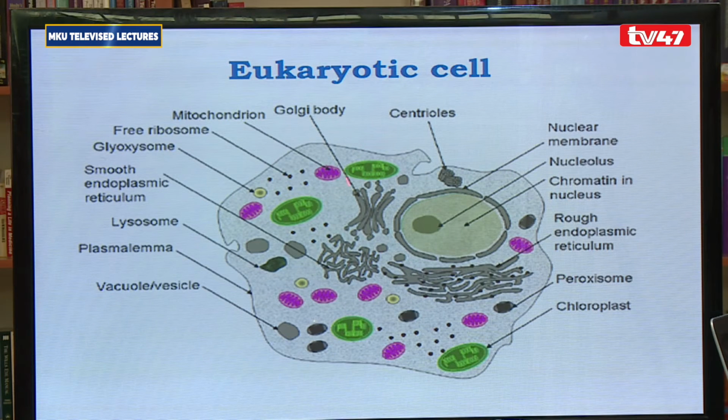organelles: Golgi body, mitochondria, ribosomes free. There are ribosomes that are free in the cell, then there are ribosomes that are attached to the rough endoplasmic reticulum. There is a smooth endoplasmic reticulum. We have a lysosome, and you have what we call the vesicles or vacuoles. So let us look at these various organelles and try to see what their functions are in making this entire cell do what it normally does, keeping the person or the organism alive.